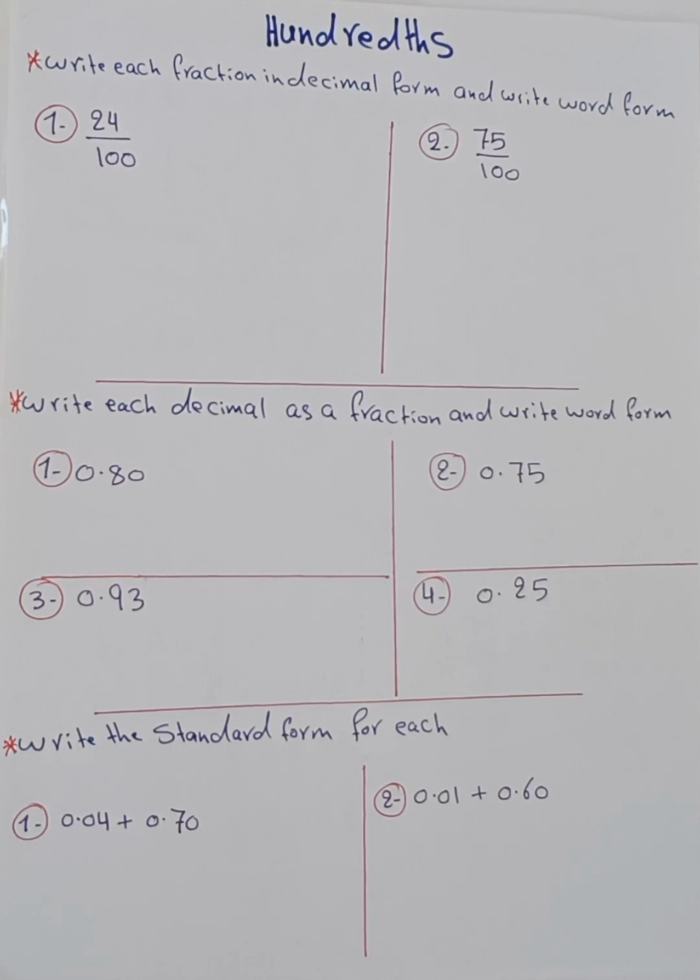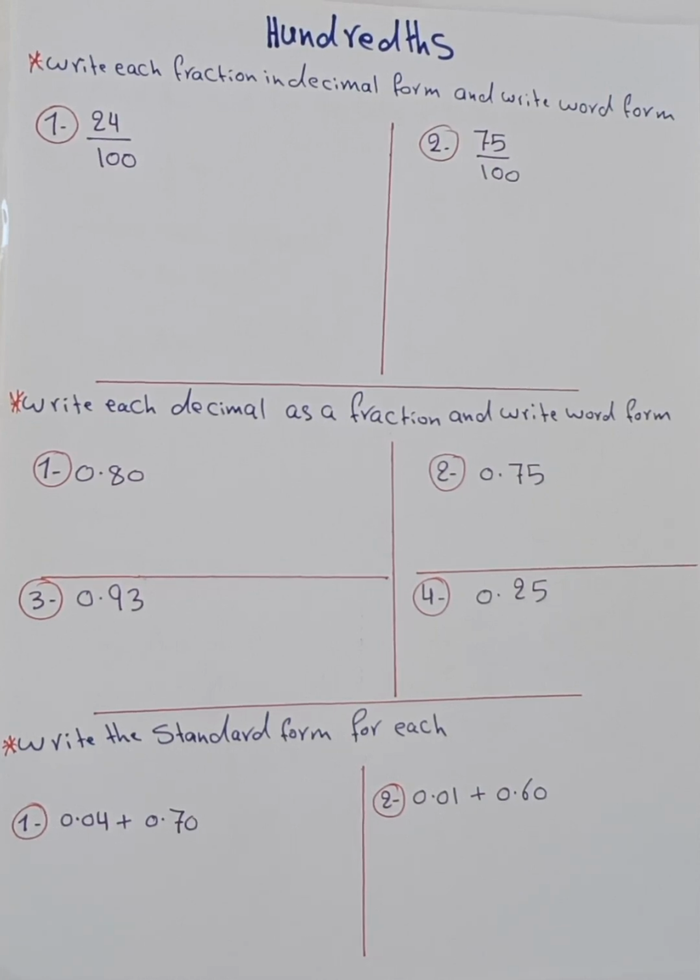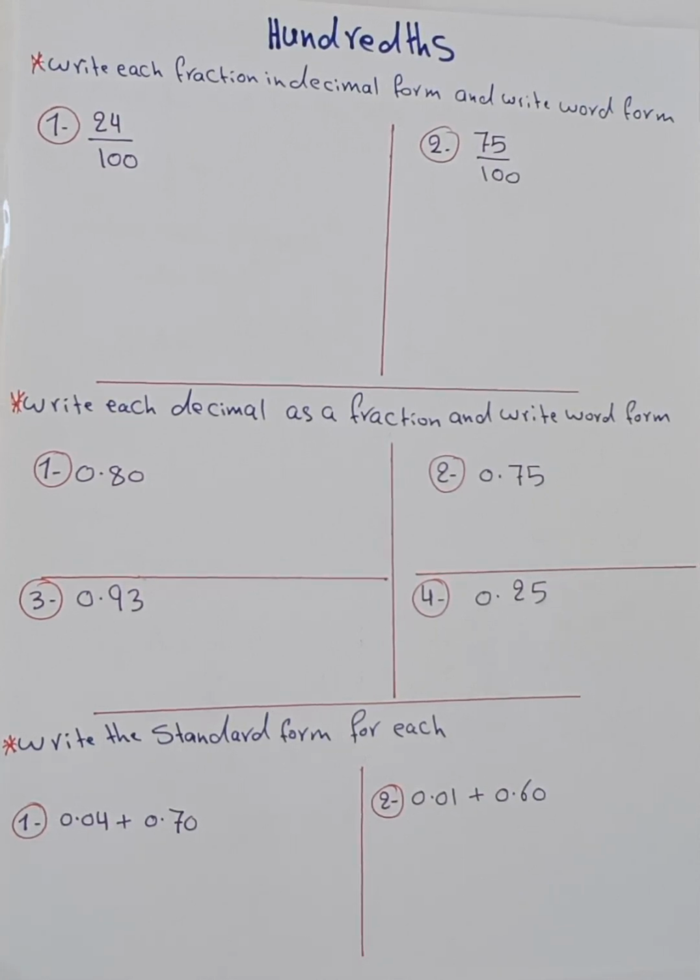Hello dear students, in this lesson I'm going to talk about hundredths. In the first part of this lesson, how to write each fraction in decimal form and word form. Example number 1, we have 24 out of 100.